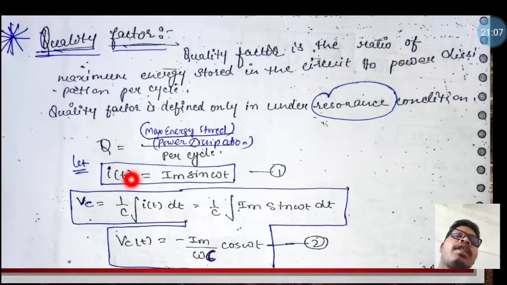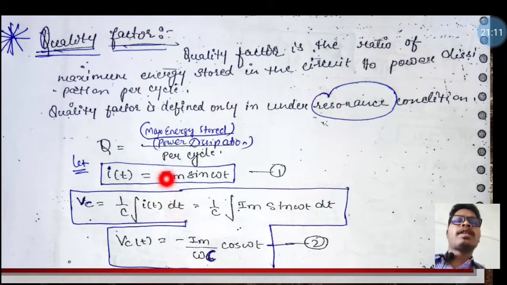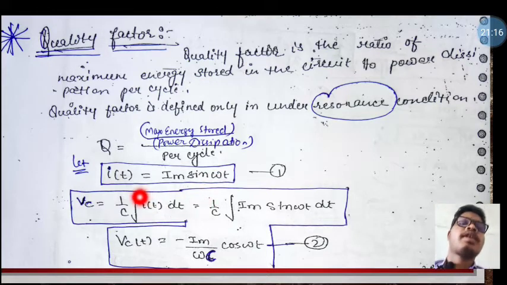So if we take the current i(t) is equal to Im sin omega t, where Im is the maximum value, and sin omega t is the sinusoidal part, that's why it is the sin omega t AC current.